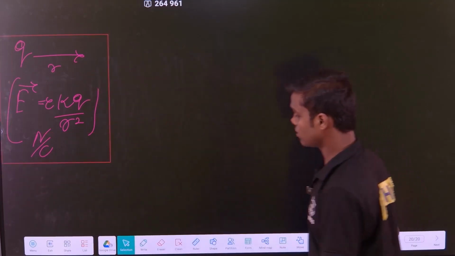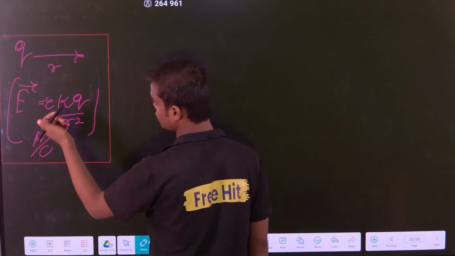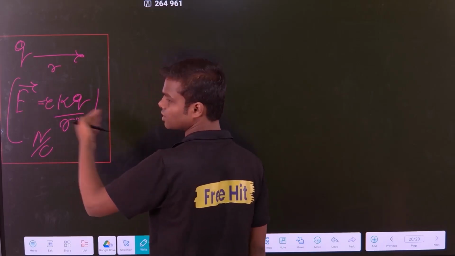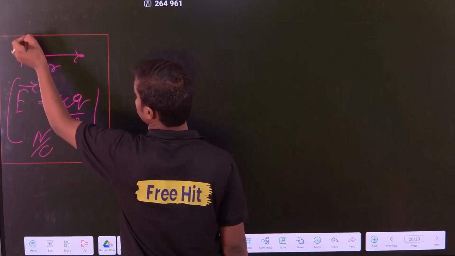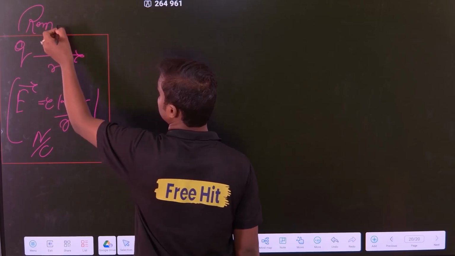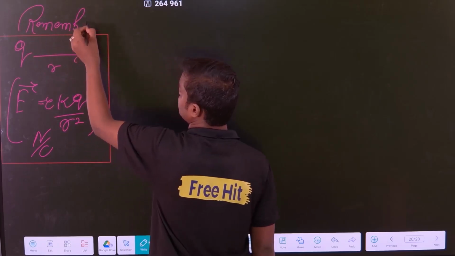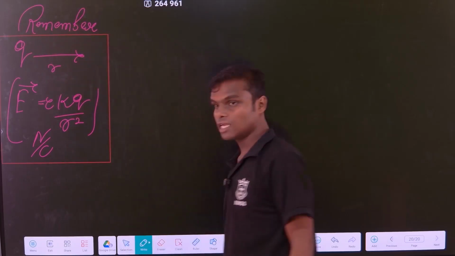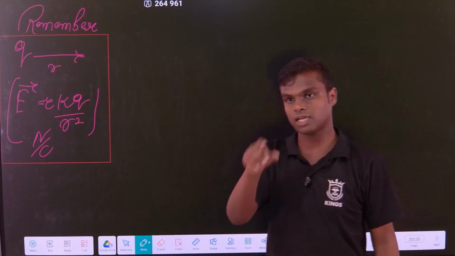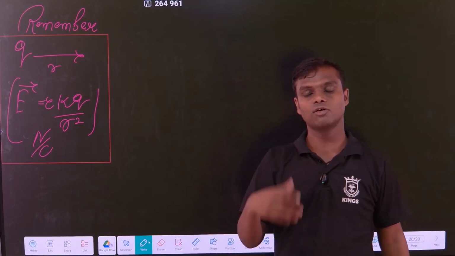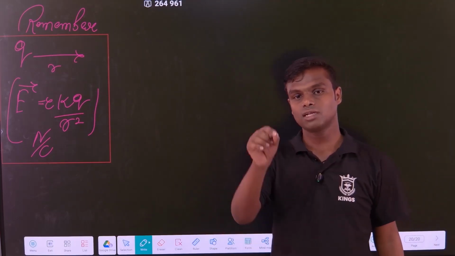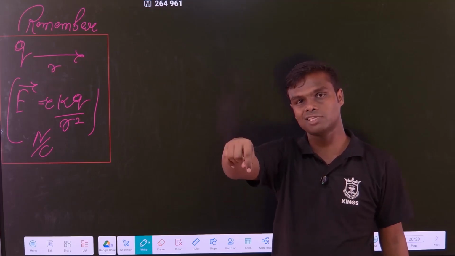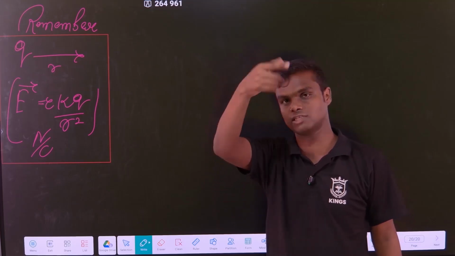Clear? This is the thing you have to remember. And direction, how to find the direction will be the same. Clear? Okay, that is a thing you have to remember. And how to calculate the electric field, that I told you the method. Whenever they ask you to calculate electric field at any point, you have to simply put 1 coulomb of charge there and calculate the electrostatic force. That is going to be the electric field.